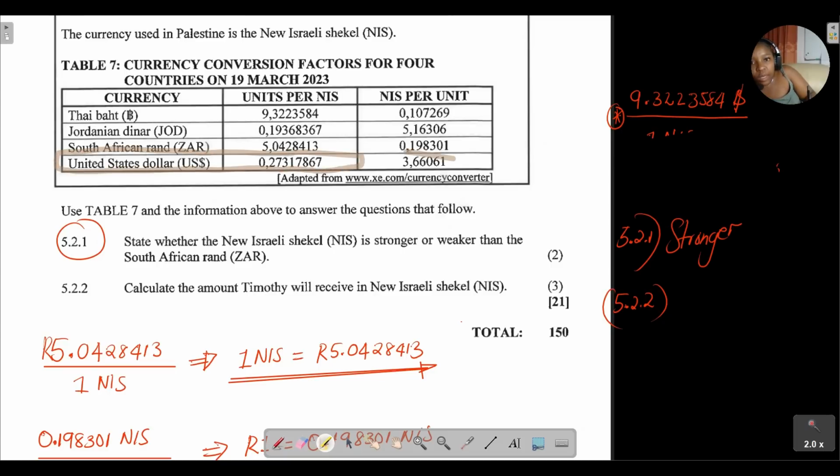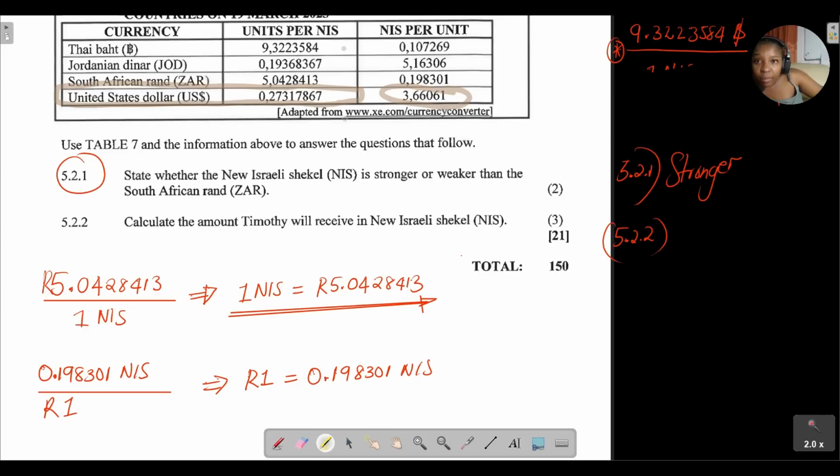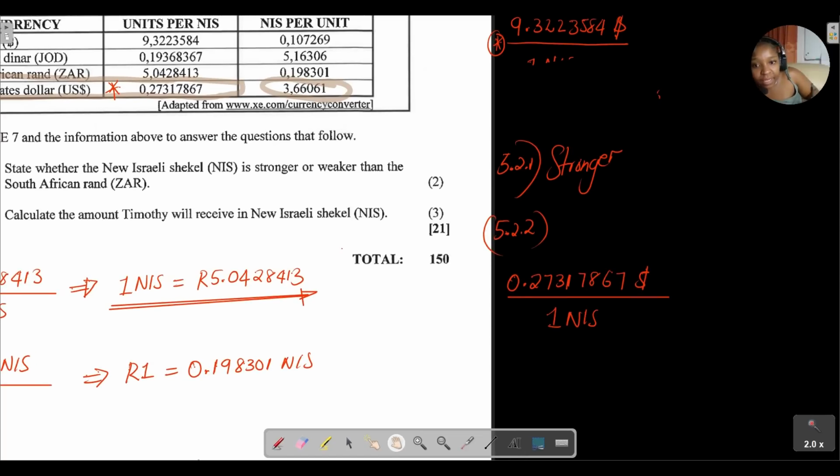Please note, even if you make use of this, it's the same thing, right? So remember, it basically means that, I'm going to write it again. I'm just trying to write this as a rate. Remember, it just means 0.27317867 US dollars per 1 NIS. So from here, I can write this as an equation. What do I mean by this? 1 NIS is equal to 0.27317867 dollars. I'm just putting the dollar here at the end.